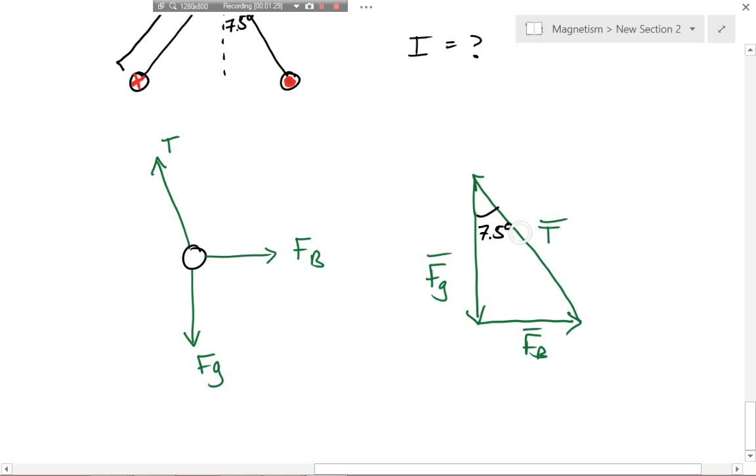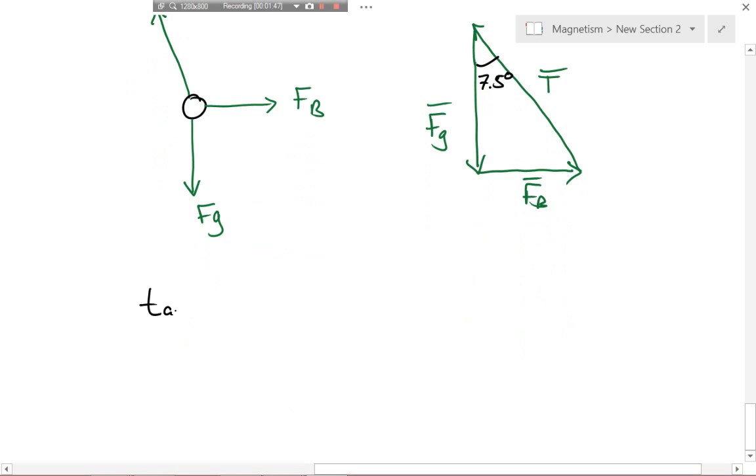So looking at this triangle, what I want to do is relate this magnetic force, so I can solve for the current, to this gravitational force. I can relate these two sides of the triangle using tangent. Remember, tangent is opposite over adjacent. So tangent of 7.5 degrees is going to be equal to, opposite this angle is the magnetic force, and adjacent to this angle is the gravitational force.